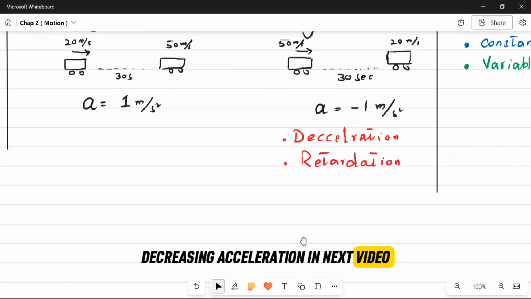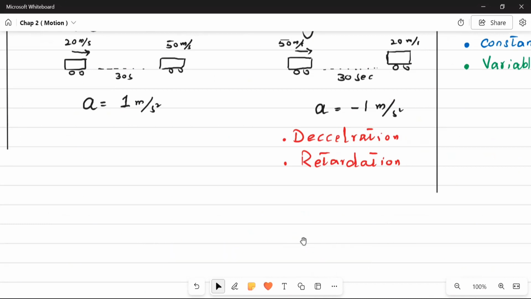In the next video, we will discuss the very important part of this chapter, that is the speed time graph and distance time graph. Many questions in the final paper belong to graphs. So graphs are very important to understand. I will make a separate video for that.